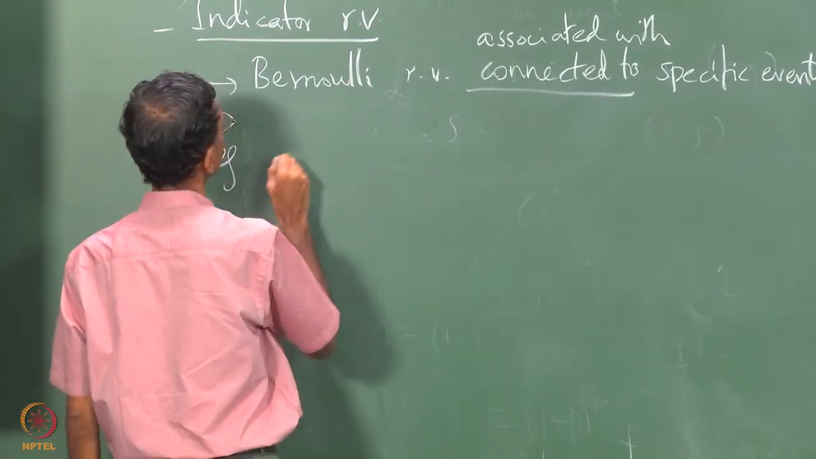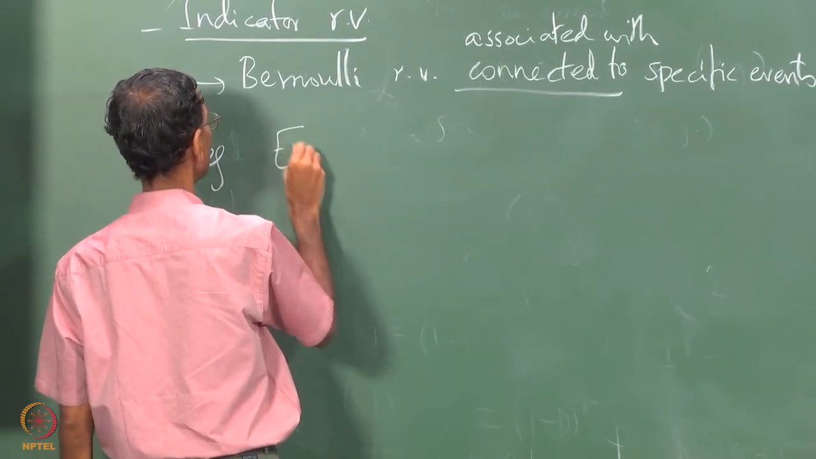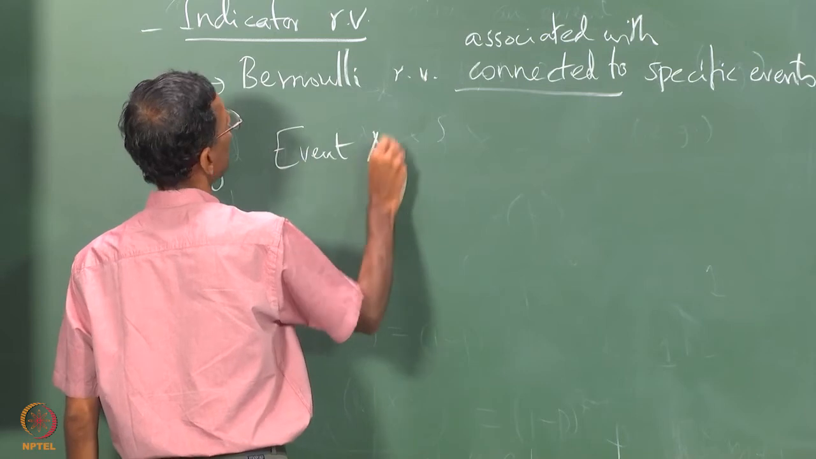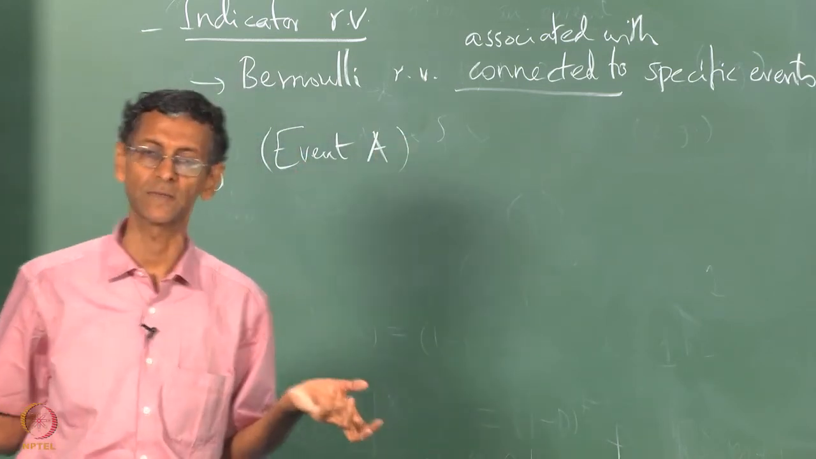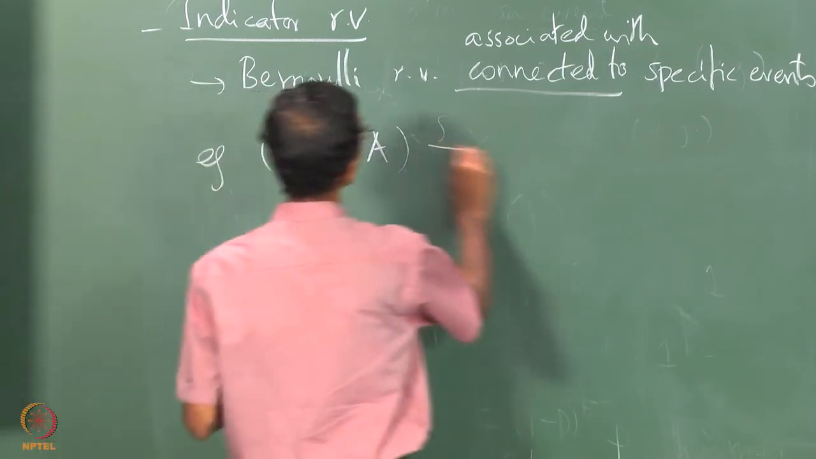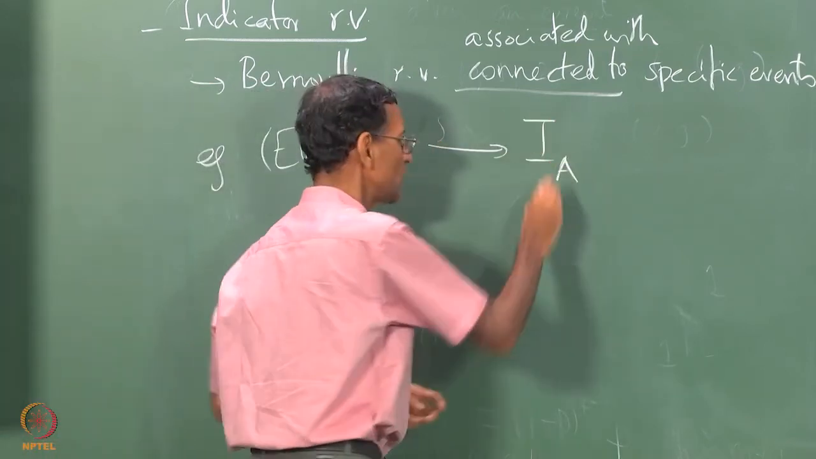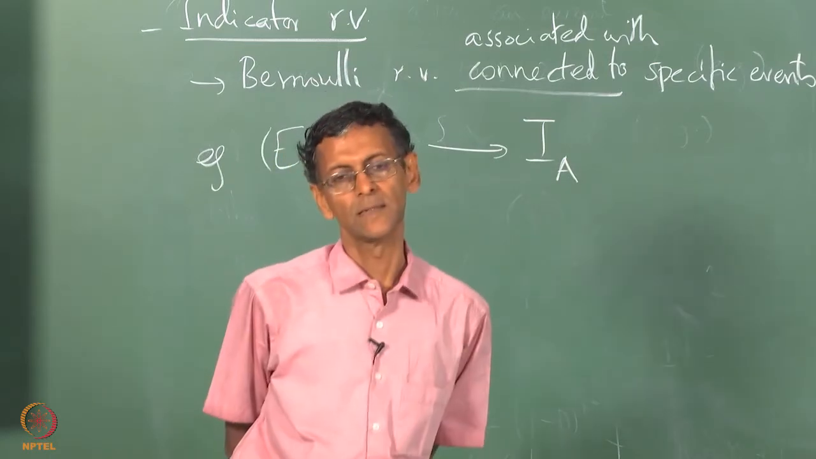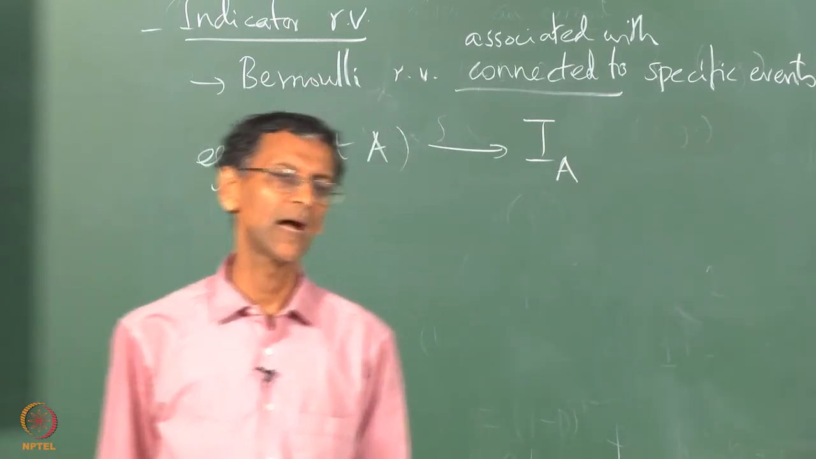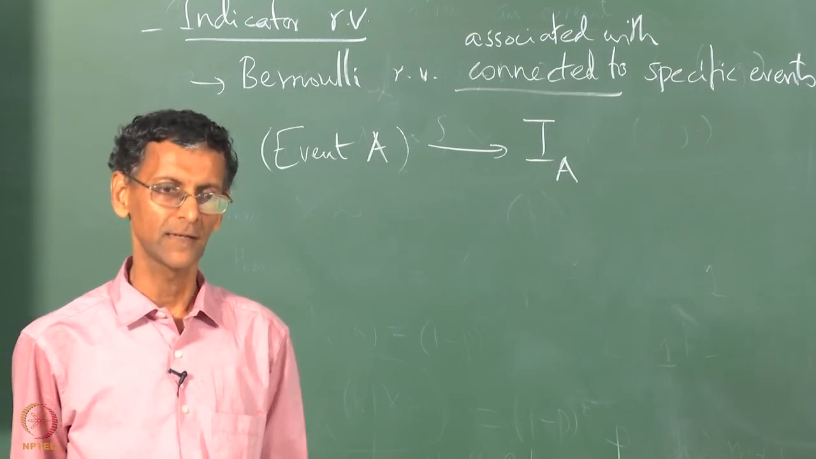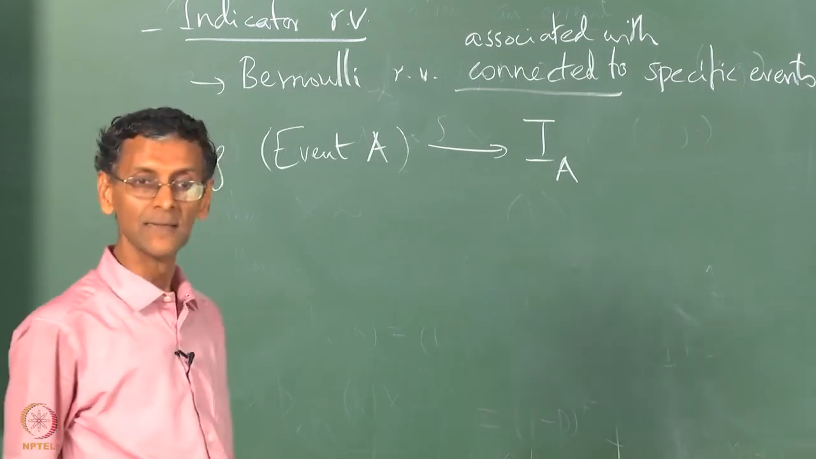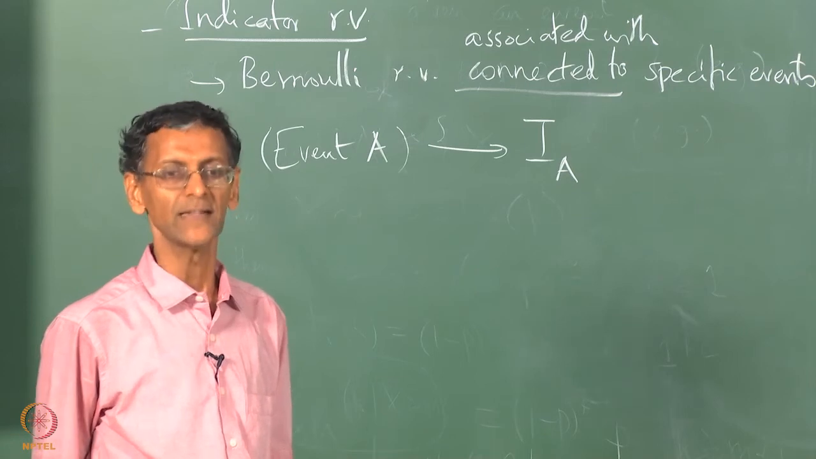So, for example, supposing I consider an event A on some probability space, it does not matter, A can be any event in any probability space. This will give me the indicator IA. Usually you always use the uppercase letter I to indicate the indicator, and the subscript A to show the event that it indicates.